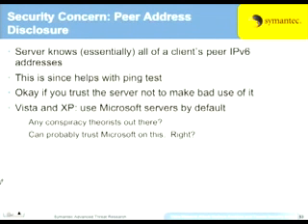Another concern is that the server knows all the peer IPv6 addresses. That's because it helps with the ping test, and that's fine if you trust that the server is not going to make any kind of bad use of this information. And did I mention that in XP and in Vista, by default, Microsoft servers are being used? Any conspiracy theorists out there? No, I'm just kidding. I think we could trust Microsoft on this, right?